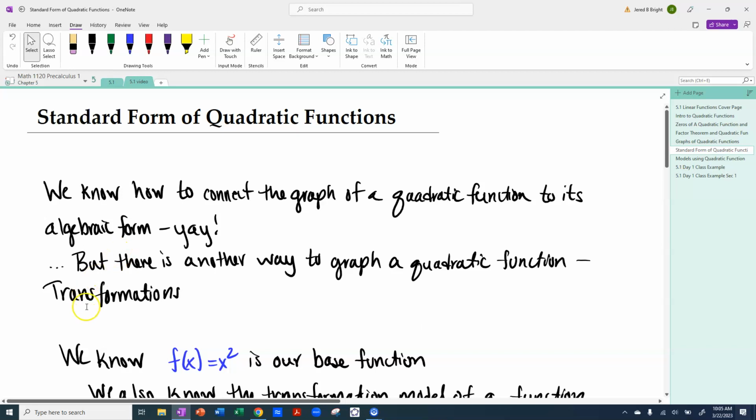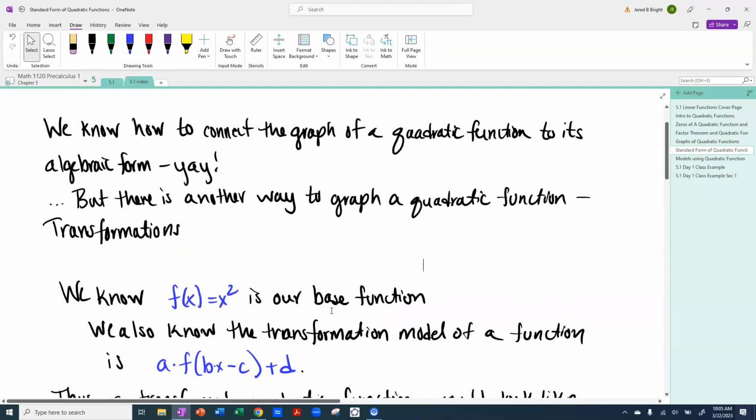Yeah, with transformations. In fact, when we were looking at our parent or base functions back when we were studying transformations, that included the graph of a quadratic function, so x squared, right? And so we know that that was our base function. And so the transformation model, we know there's the A, B, C, D, and we would do it in the order of CBAD, right? C and then B and then A and then D.